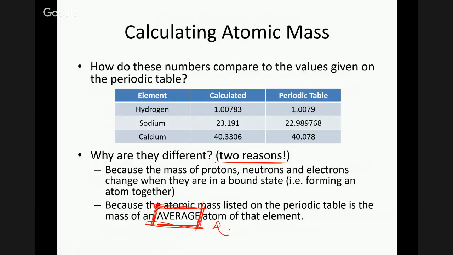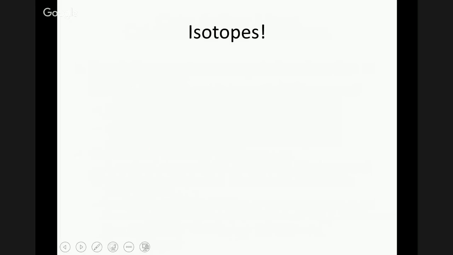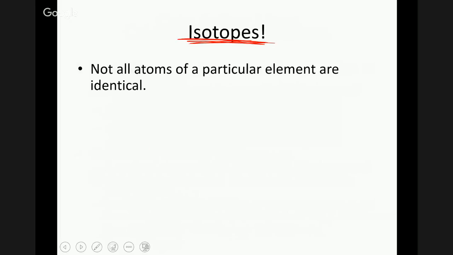Because we're going to discuss today, all of those elements are not necessarily the same. They're not necessarily identical. And that brings us to the topic of today's lesson, isotopes. All right, not all atoms of a particular element are identical.